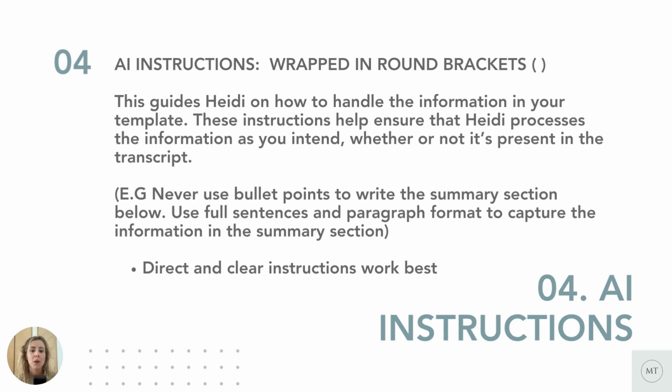So for example, you might say, insert the patient's past therapy history. Now, if you just ask the AI to do that, you're not giving it any parameters, you're not giving it any boundaries. So you need to use these round brackets in order to educate it. So you might say, never use bullet points, write the summary section below, use full sentences. Just remember that direct and clear instructions work best.